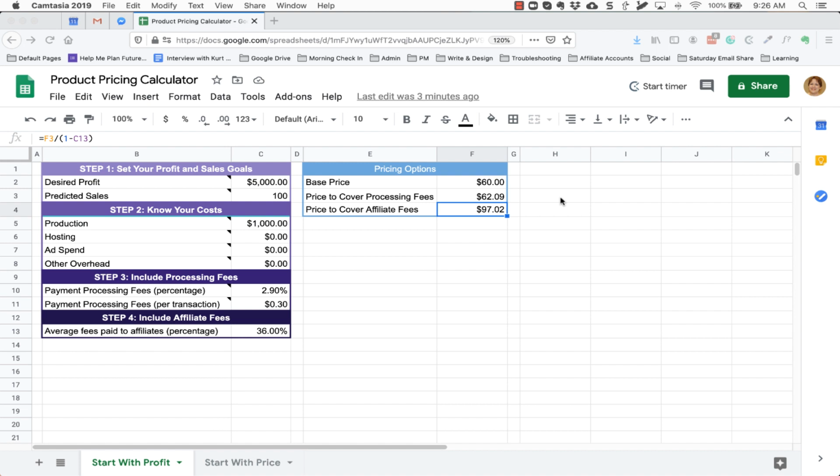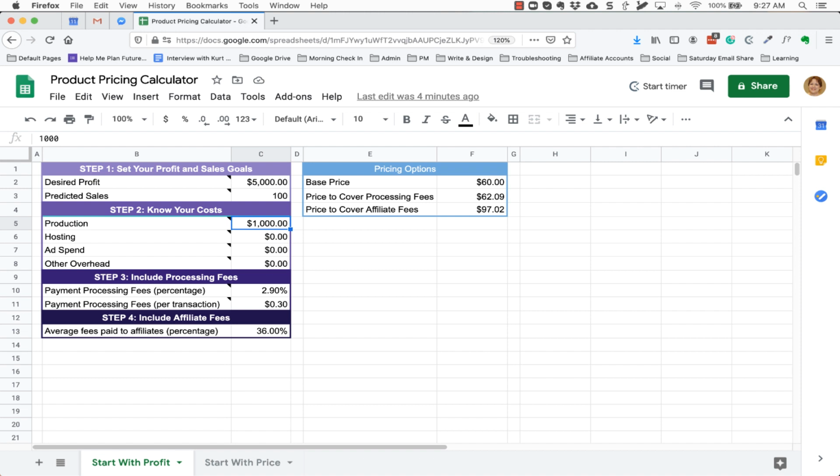So on the first tab here where it says start with profit, the way you fill this out is you start literally with the profit. How much profit do you want to earn from this product? Drop that number in here. Then on the next line, you're going to look at how many do you think you can sell? And if this is your first digital product, you may not have a good answer for that, so just pick a number. Then down here, we need to know what your costs are.